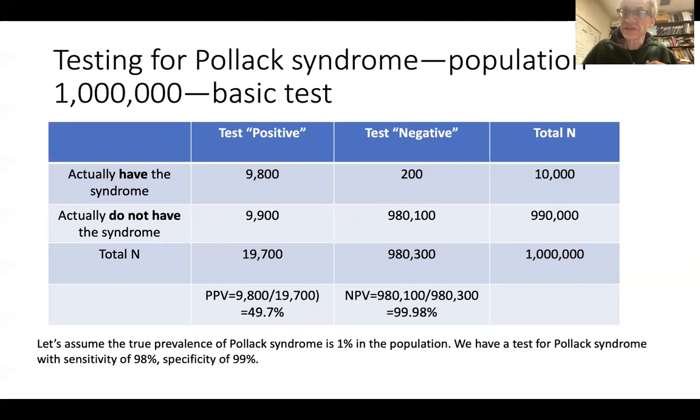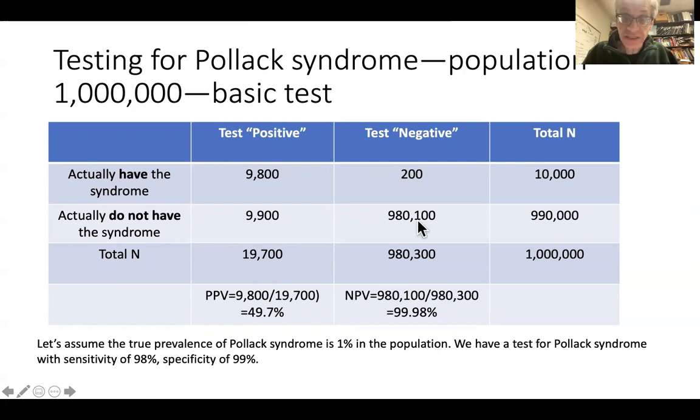So let's think about what positive predictive value is here. It says I got a positive test result. I know that I'm in one of these two boxes, but I don't know which one. And the chance that I actually have the condition is the proportion, 9,800 as a proportion of the total in this column. So it's 9,800 divided by 19,700. That's about 49.7%.